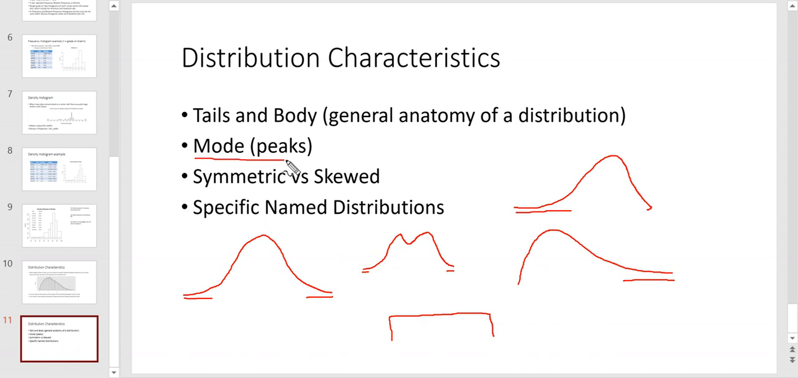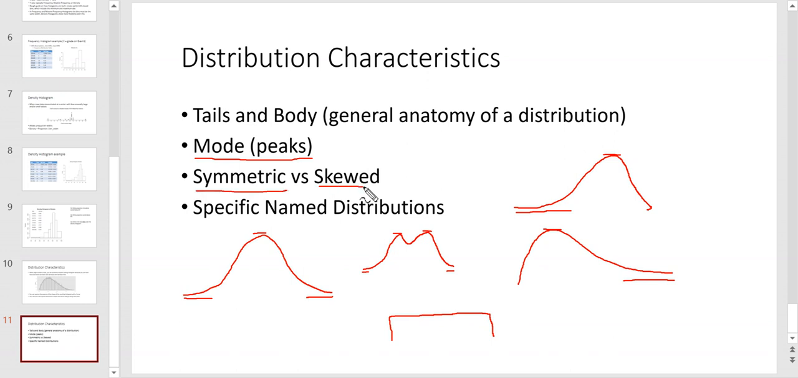A mode or modes are peaks. So here we have a peak. That's one peak. We call it unimodal, bimodal. You could have trimodal, multimodal distributions. We won't deal with those this semester. Those are more advanced topics. We'll only be dealing with unimodal distributions. And in this case, you could say this has one mode, but no one would really argue that.